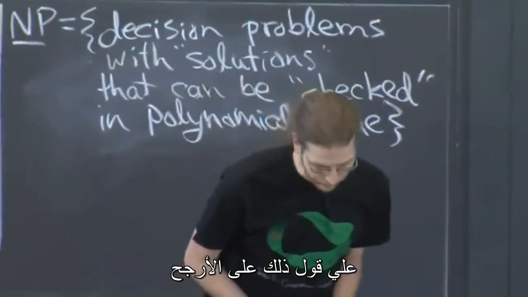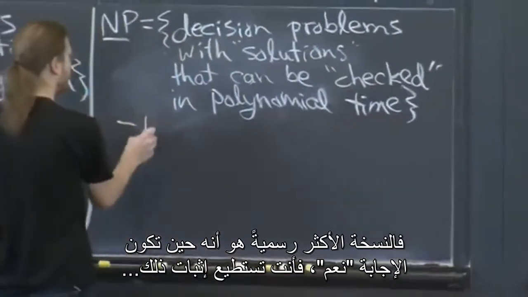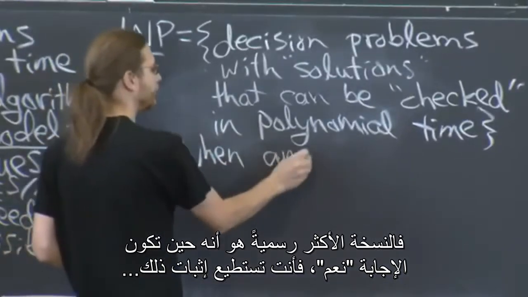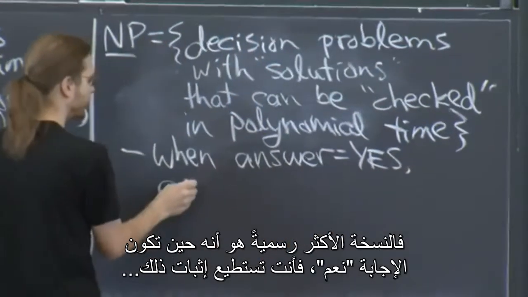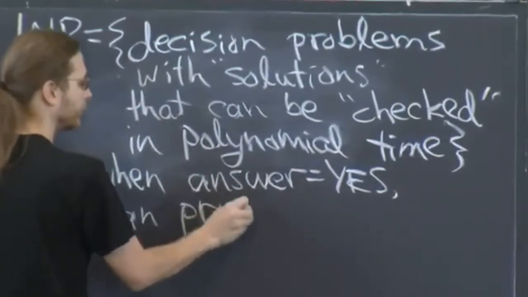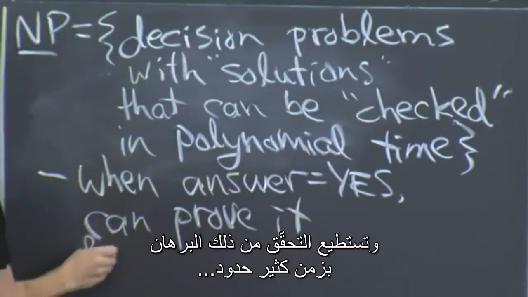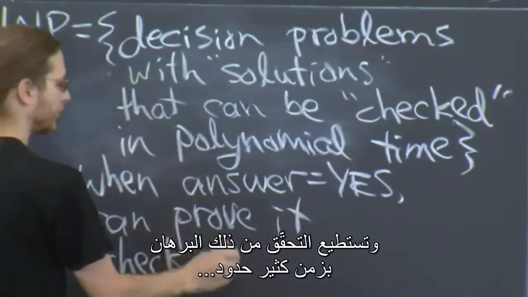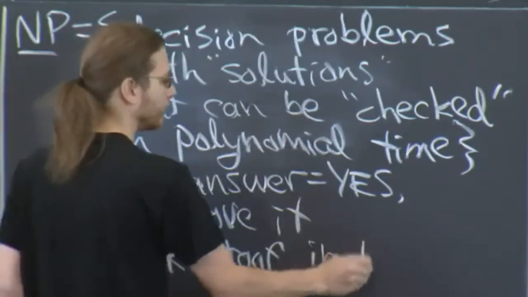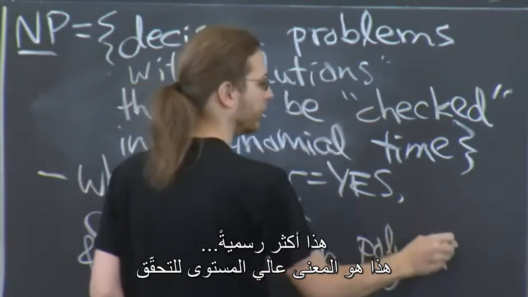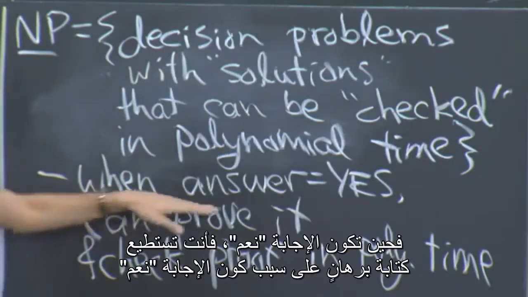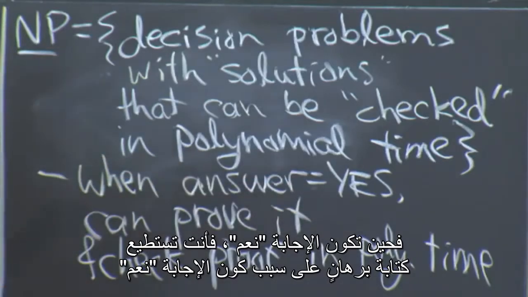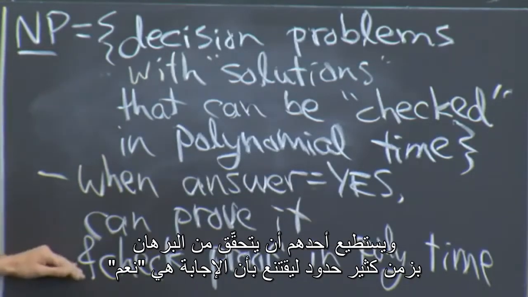In fact, I need to say this probably. The more formal version is whenever the answer is yes, you can prove it. And you can check that proof in polynomial time. This is the more formal. This is a little bit high level. What does check mean? Here's what check means. Okay, whenever an answer is yes, you can write down a proof that the answer is yes. And someone can come along and check that proof in polynomial time and be convinced that the answer is yes.